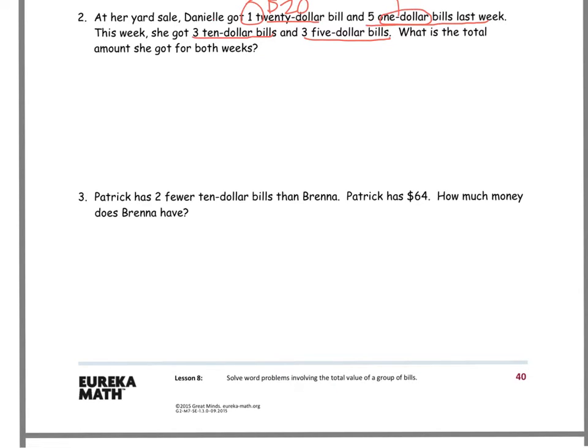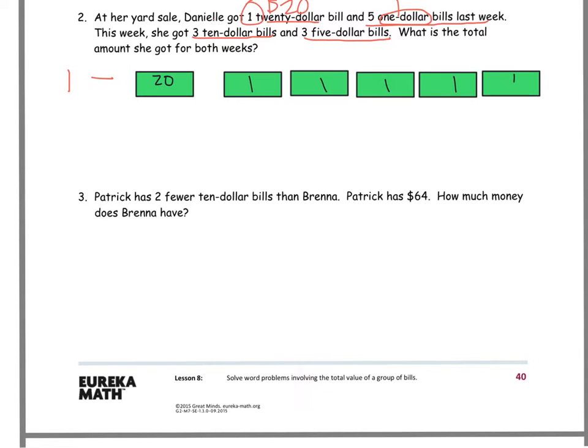So I'm going to write that out. So I'm going to say week 1, and I'm going to put in my dollar amounts for week 1. And there's my amount there. I have 20, 21, 22, 23, 24, 25. So week 1 had $25.